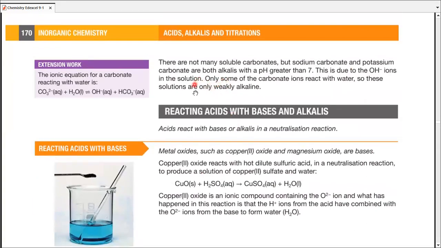there are not many soluble carbonates, but sodium and potassium carbonate are both alkalis with a pH greater than 7. This is because they can produce OH negative ions in the solution. Only some of the carbonate ions react with water. The solution is only weakly alkaline, and that's the equation that we commonly use for the carbonate ions in water.